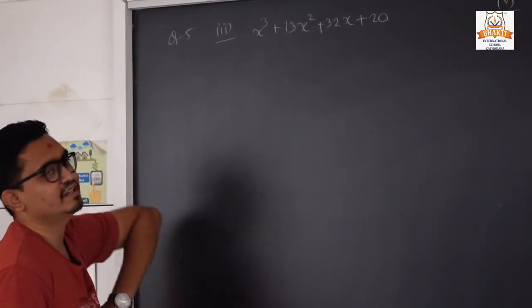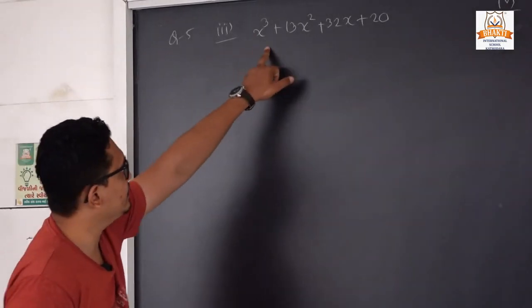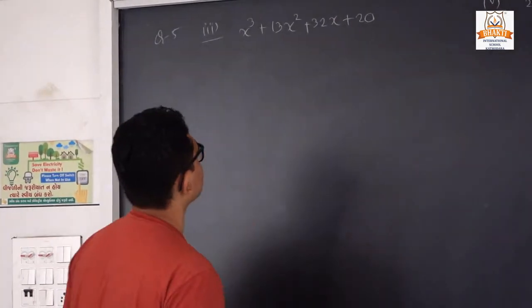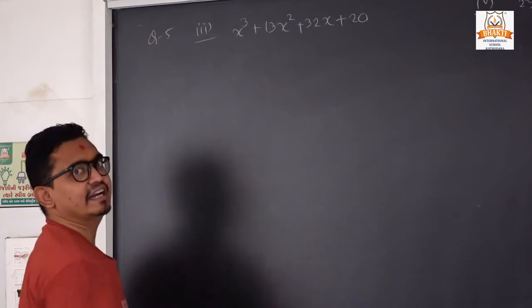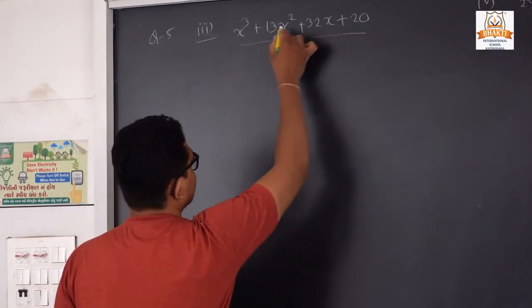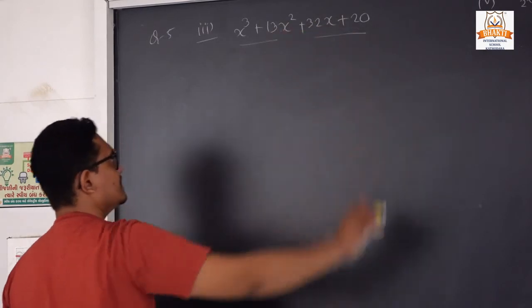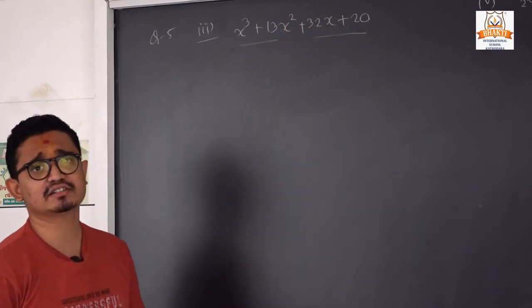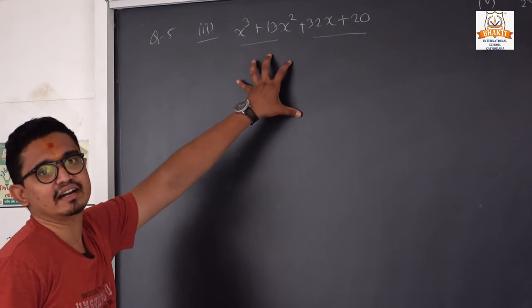Question 3 from question 5. Once again we can find its factors. We can use the trial and error method. Here we can see that there is no common factor between these both, so we cannot use the direct method; we use trial and error.